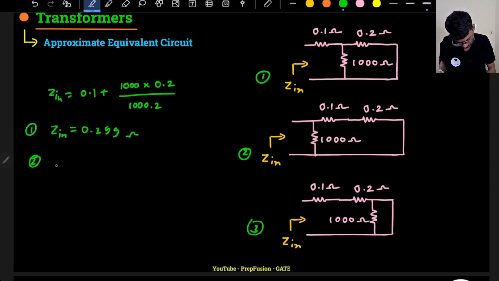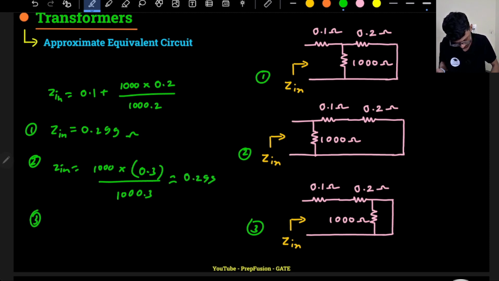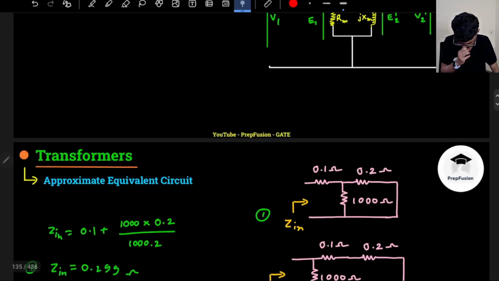Second case, Zn will be equal to 1000 in parallel with 0.3, which is 1000 into 0.3 divided by 1000.3. It is also almost equal to 0.299. And here as well, in the third case Zn will be 0.3, and this point is shorted, right? I'm just shorting this point. This point is basically shorted.